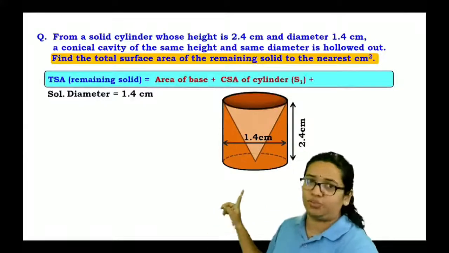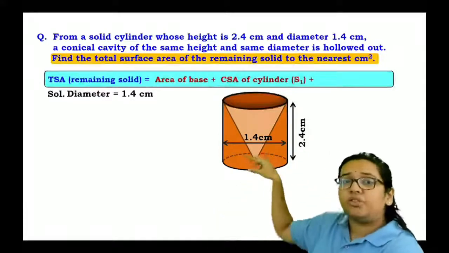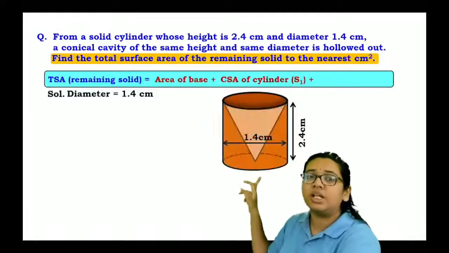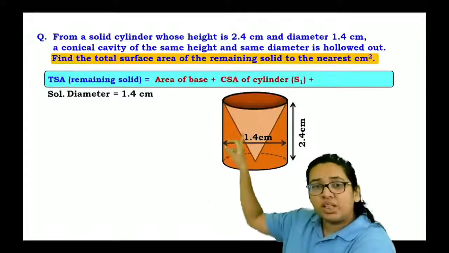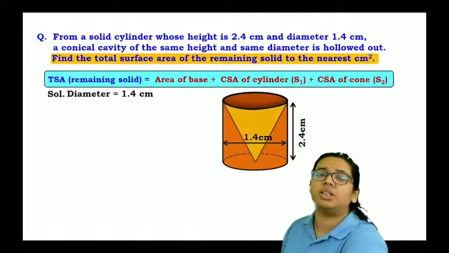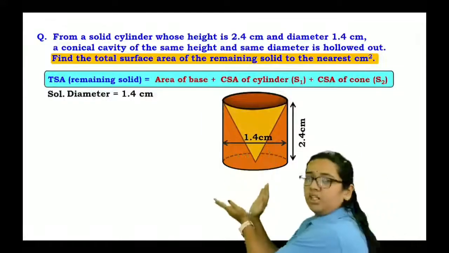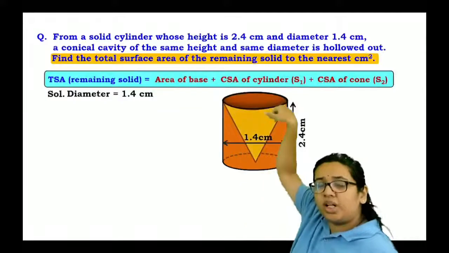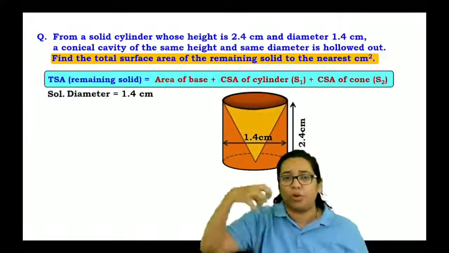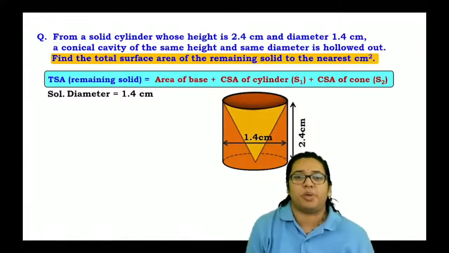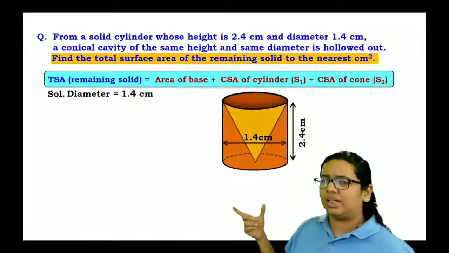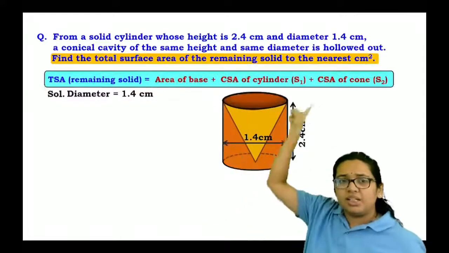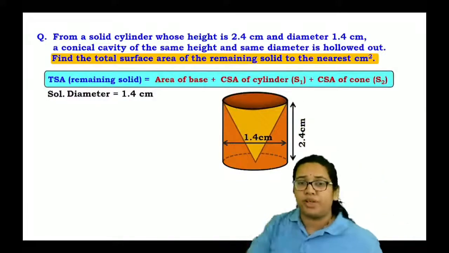Area of the base, obviously, then curved surface area of the cylinder, you will consider. And we just have to consider the curved surface area for this conical part, because the upward part is anyway going to be curved, so there is no need for paint there. So that is what we are getting.